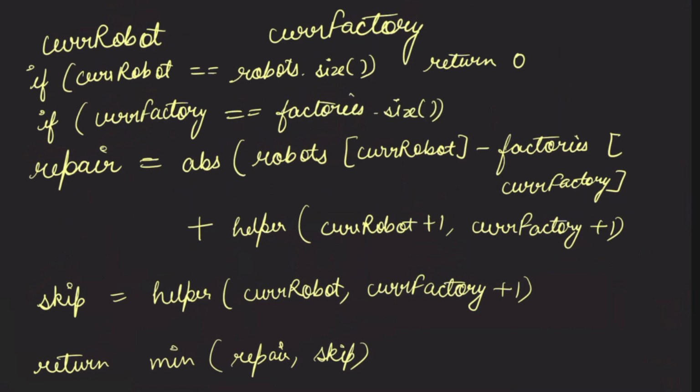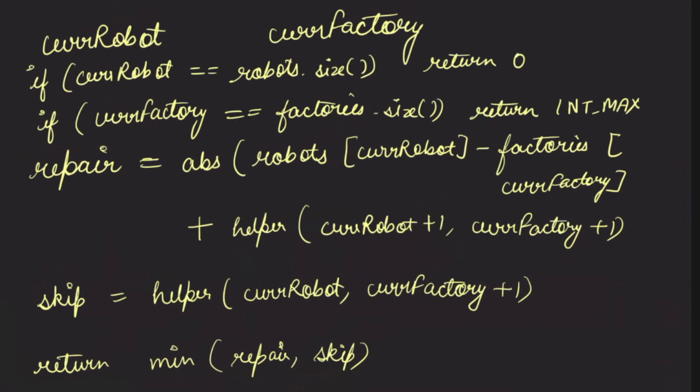So this case means that we have exhausted all the factories and we have not repaired all the robots. So in this case we can return a big number, any big number. That will not be considered here because we are taking the minimum, right? So let's suppose you return int max here. Any big number we can return. So now this is our recursive function which will give us the minimum total distance traveled by all the robots to get repaired by the given factories, right?